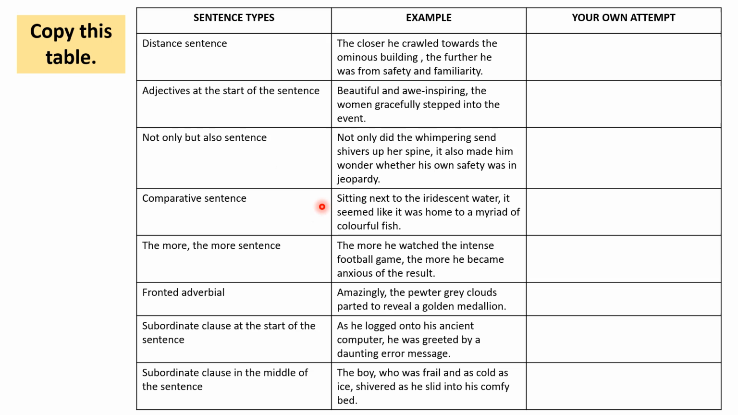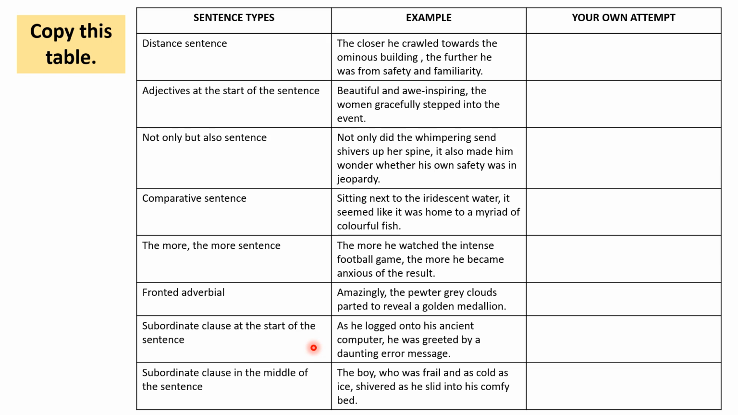We then have the sentences that I expect you to complete anyway. We have a comparative sentence. Sitting next to the iridescent water, it seemed like it was home to a myriad of colourful fish. You could also do standing next to, it seemed like. Looking into, it seemed like. The more sentence: the more he watched the intense football game, the more he became anxious of the result. This was a sentence type that we did use quite well, as well as fronted adverbials. Amazingly, the pewter grey clouds parted to reveal a golden medallion. Again, we did use that one quite well.